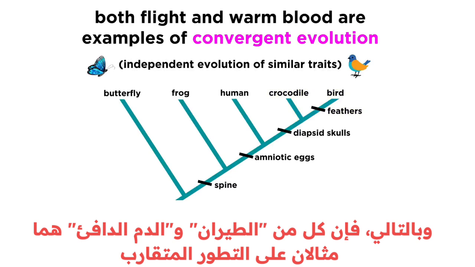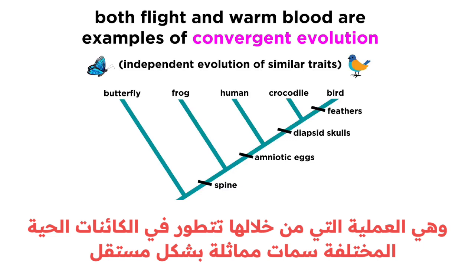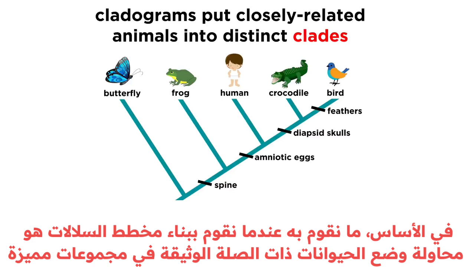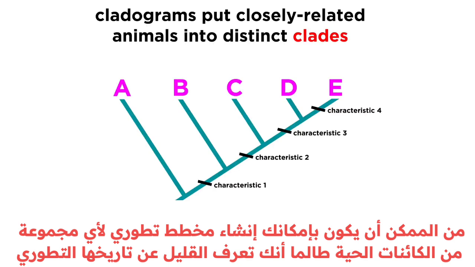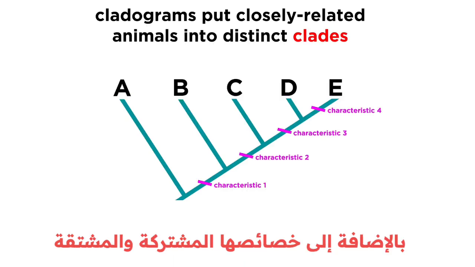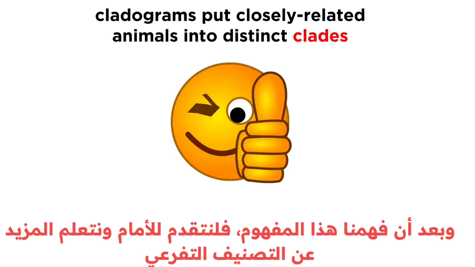So, both flight and warm blood are examples of convergent evolution, the process by which different organisms independently evolve similar traits. Essentially, what we're doing when we build a cladogram is trying to put closely related animals into distinct clades. You could potentially build a cladogram for any set of organisms as long as you know a bit about their evolutionary histories, as well as their shared and derived characteristics. With this concept understood, let's move forward and learn more about cladistics.